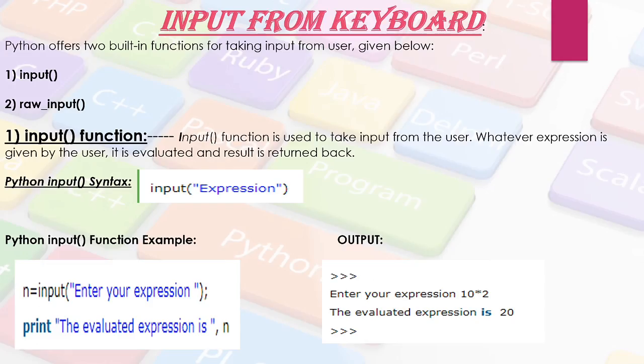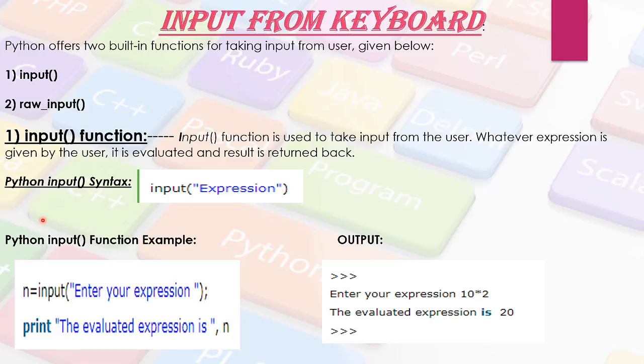Input from keyboard. Python offers two built-in functions for taking input from the user, given below. The first one is the input function, the second one is the raw_input function. Firstly, we will see what the input function is. The input function is used to take input from the user. Whatever expression is given by the user, it is evaluated and the result is returned back. So here's the syntax of the input function: input(expression).